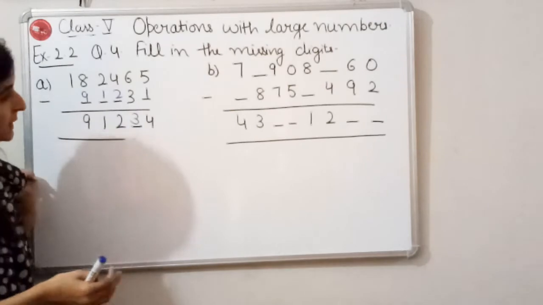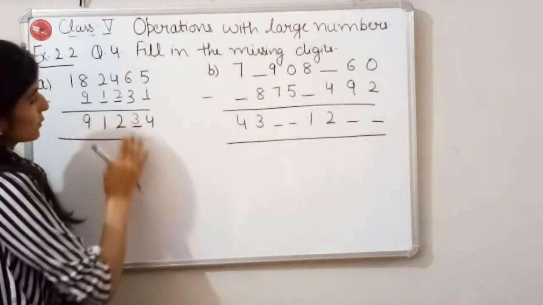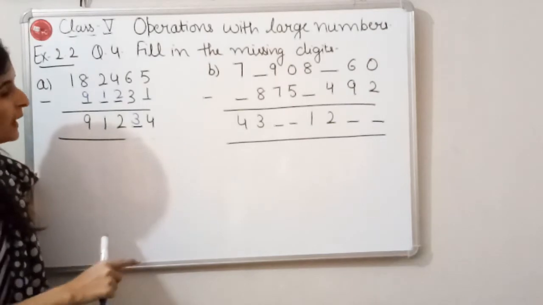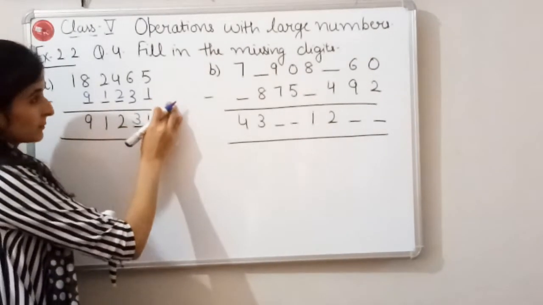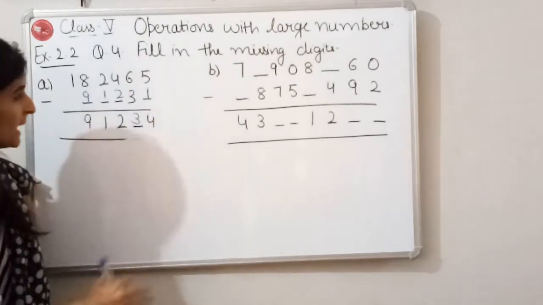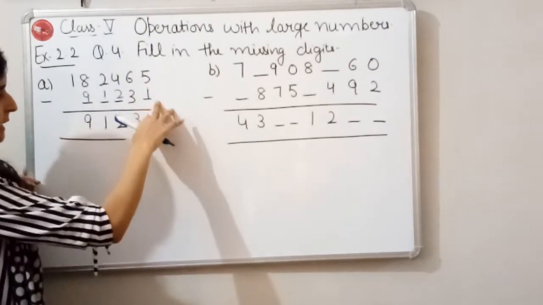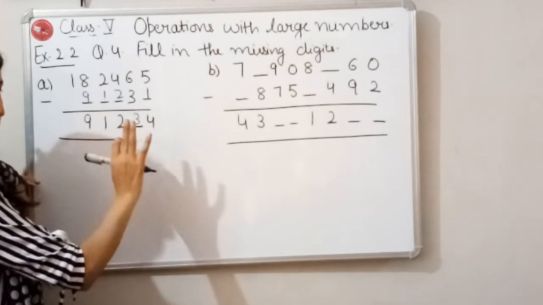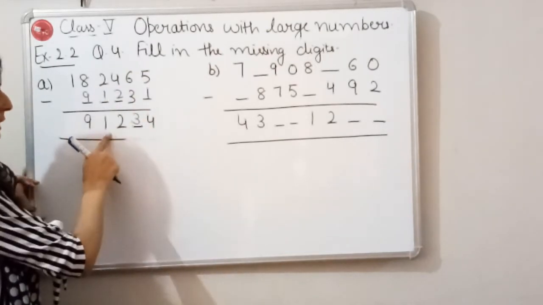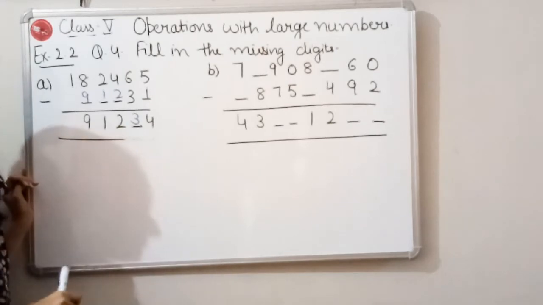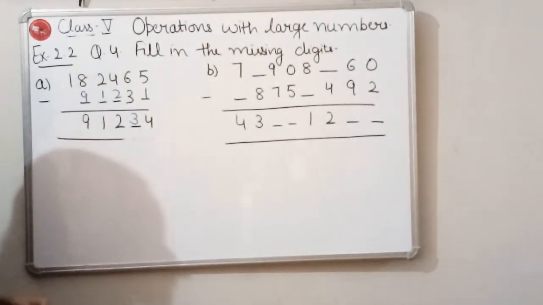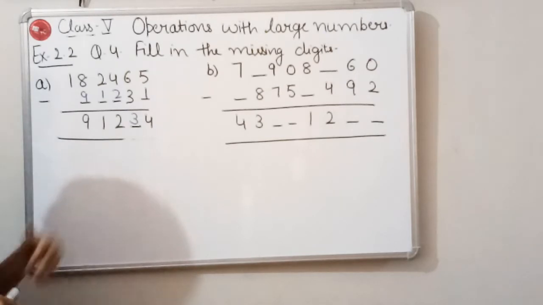So what we have done: for finding the difference, we will find the difference of minuend and subtrahend. But for finding the subtrahend, we will subtract the difference from the minuend. 5 minus 4, 1. Here we had to find the difference only. 4 minus 2, 2. 2 minus 1, 1. 18 minus 9 is 9. Okay, so that is how we have found the missing digits of this part.